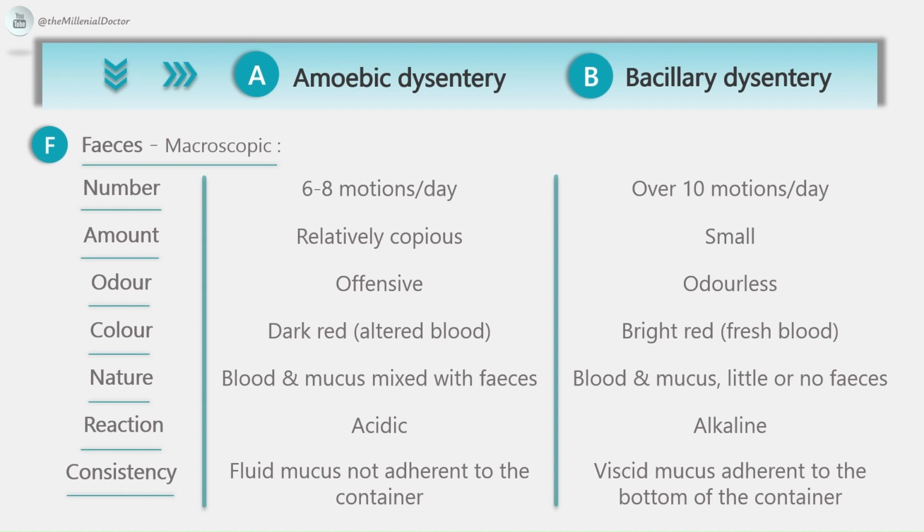The nature of feces: blood and mucus is mixed with feces in amoebic dysentery, whereas in bacillary dysentery there is blood and mucus with little or no feces. And reaction: the stool is acidic in amoebic dysentery, whereas it is alkaline in bacillary dysentery. Consistency: in amoebic dysentery, the fluid mucus is not adherent to the container, whereas in bacillary dysentery, the viscid mucus is adherent to the bottom of the container.